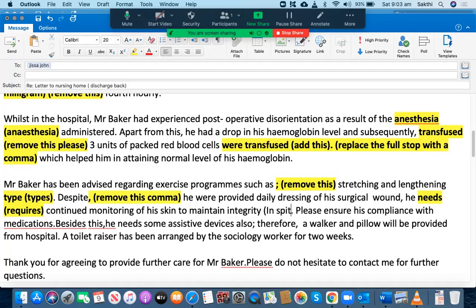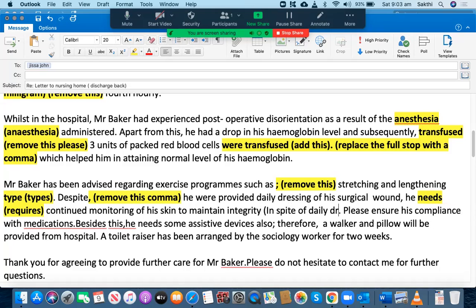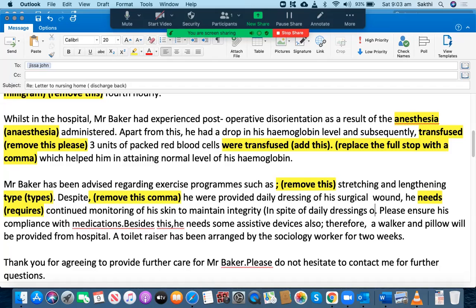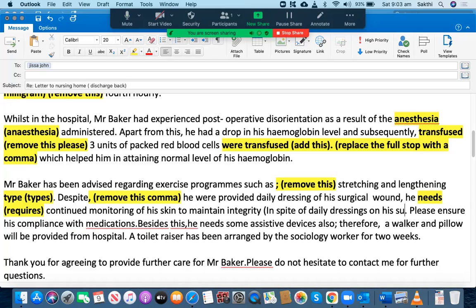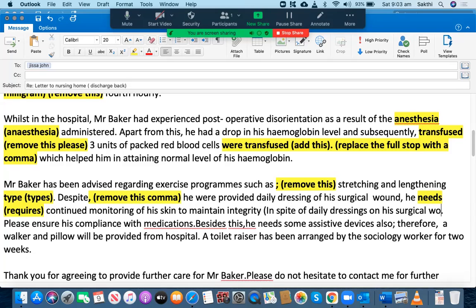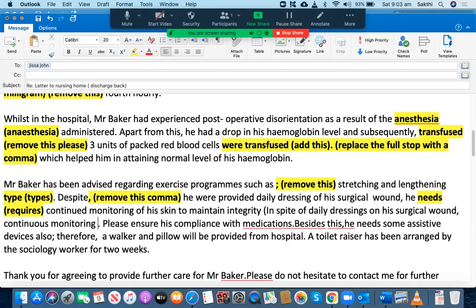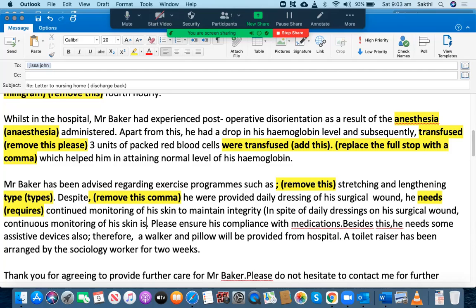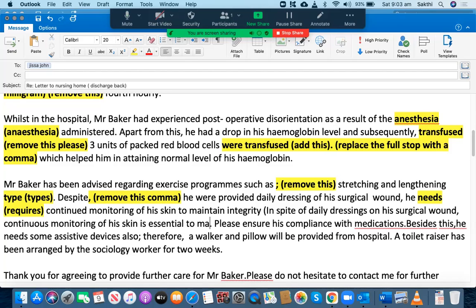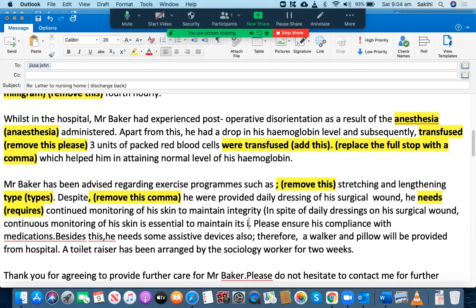Okay, let's say, in spite of regular, daily dressings on his surgical wound, continuous monitoring of his skin is essential to maintain its integrity. Okay, so that should be the best way of writing down the whole sentence.